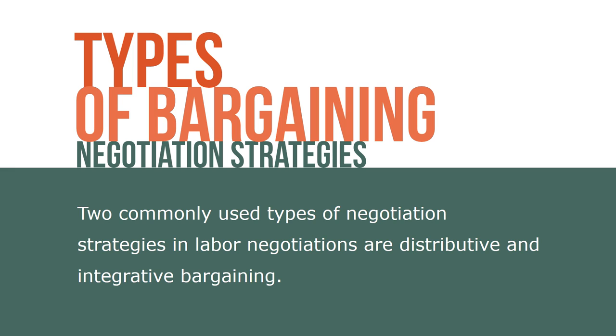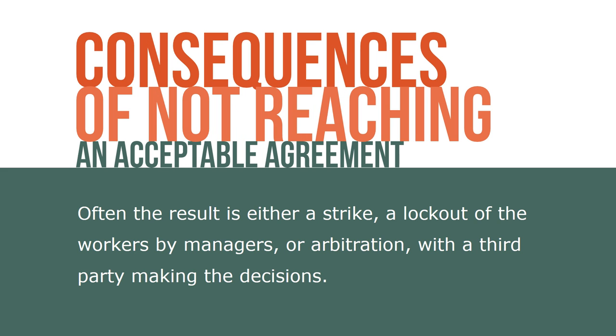Interest-based bargaining, or IBB, is basically an extension of integrative bargaining. Brainstorming, information sharing, and other techniques are used to ensure that lines of communication between the two parties are kept open. The goal is to reach a consensus in which both parties win. What happens when both parties can't reach an agreement? The outcome can be a strike, a lockout, or arbitration.